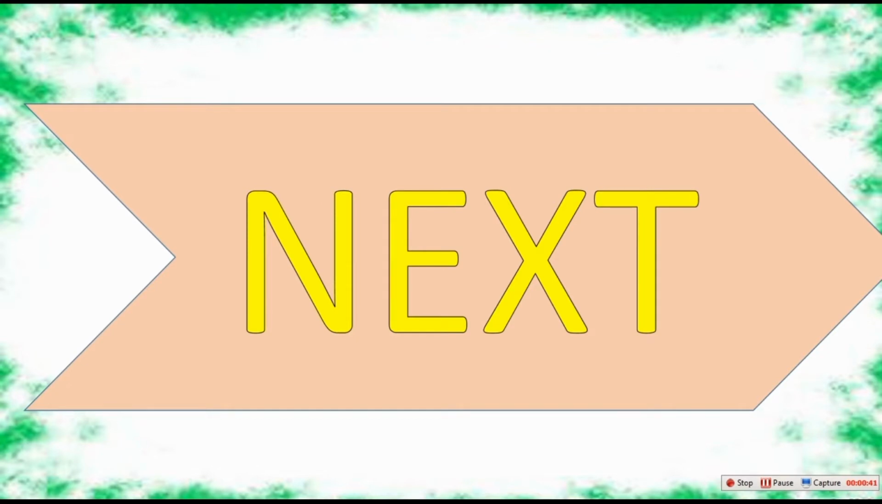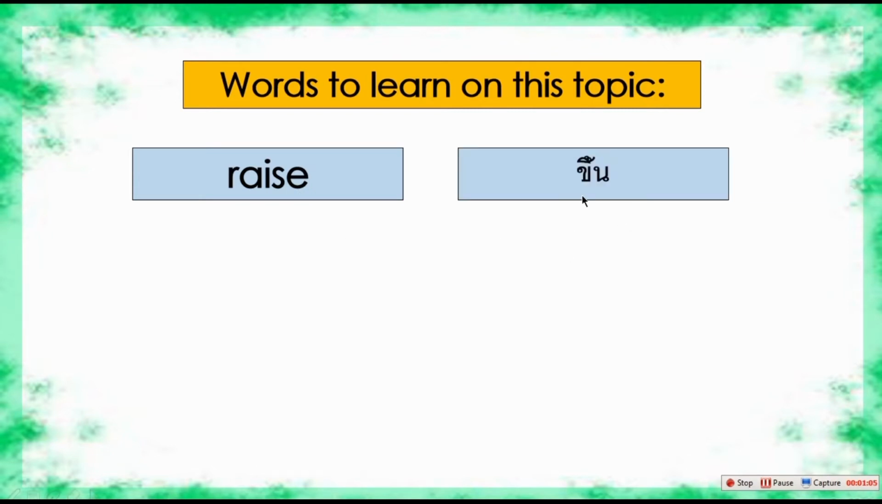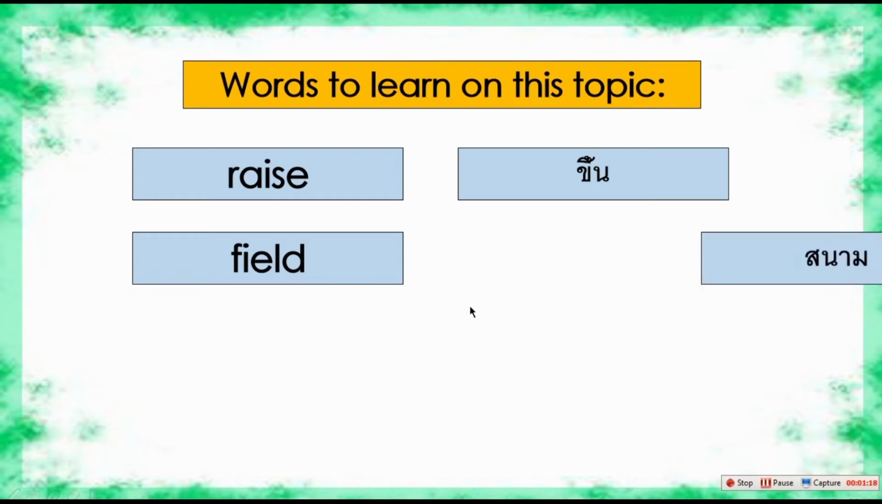Next, before we proceed, let's read first our words to learn on this topic. First word is raise. Again, raise. Spell the word raise. R-A-I-S-E, raise. Raise in Thai it is. Next, field. Field. F-I-E-L-D, field in Thai.